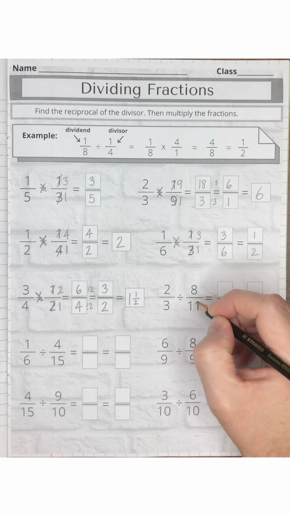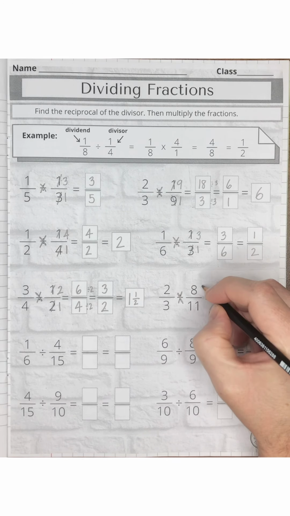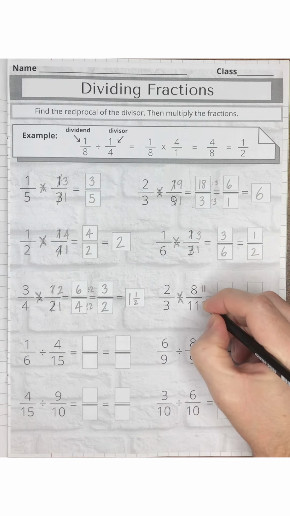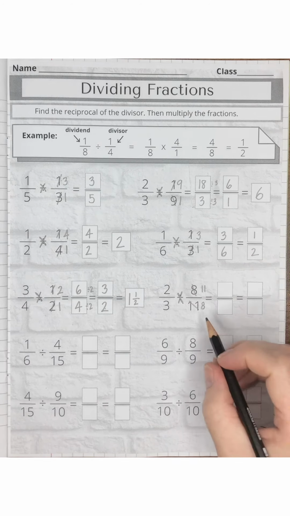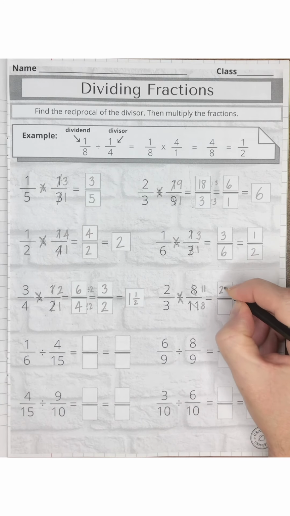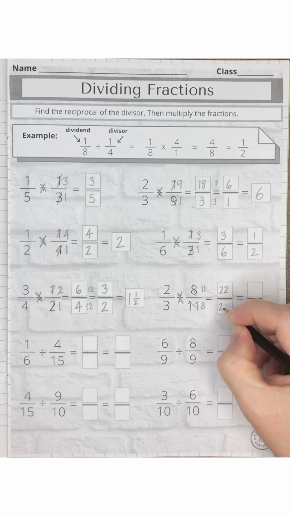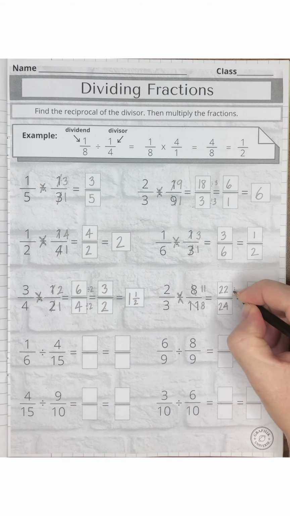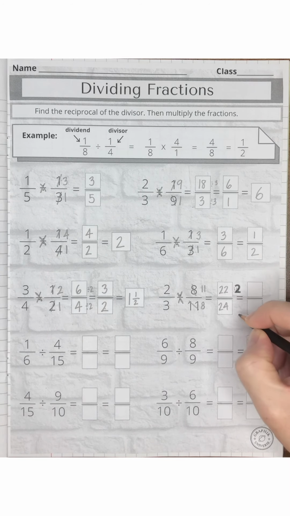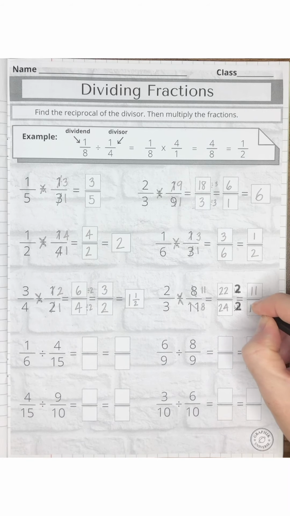2/3 divided by 8/11. First, change this to multiplication. Next, inverse the divisor. Then, solve. 2 times 11 is 22. 3 times 8 is 24. We can simplify by dividing by 11 and 2. We get 11/12.